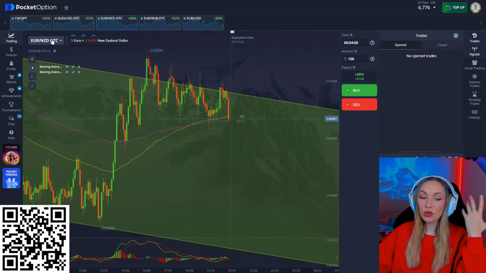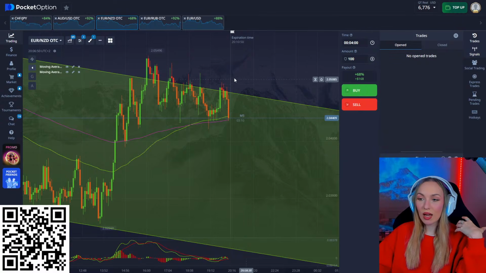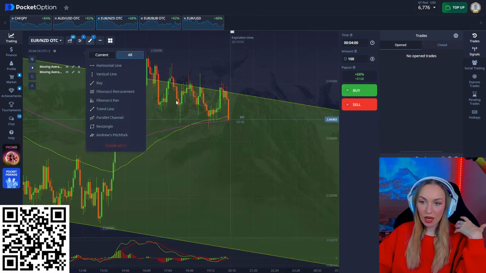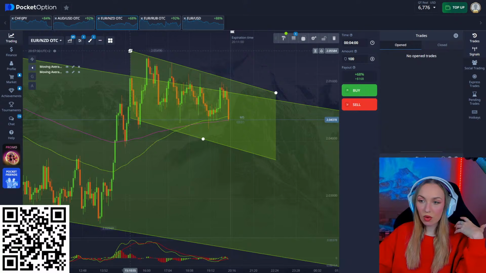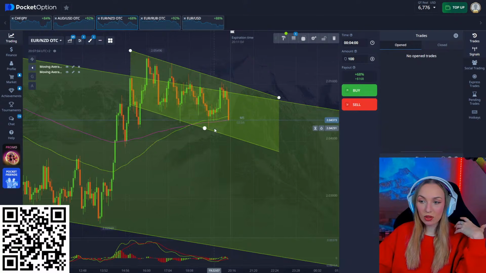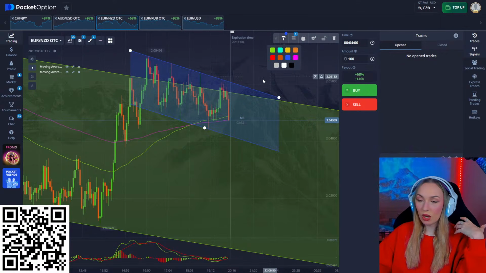So we see Euro NZD is moving in the downward parallel channel, but it got stuck on the resistance. Alright, so it got stuck here, and it doesn't mean that we can't open any trades here. We definitely can do that. Let me just change the color like that.